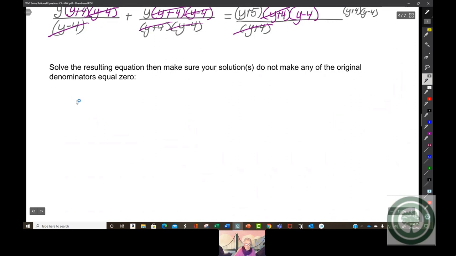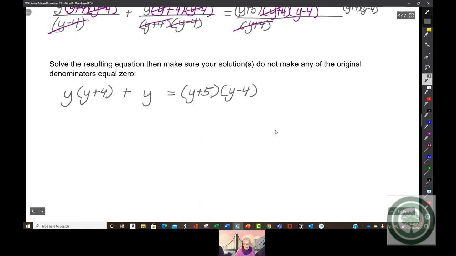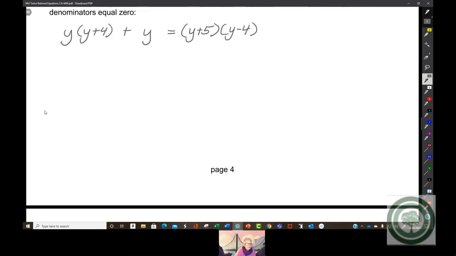All right, so now I write the leftovers. Need to do that before I scroll up. Y times y plus 4 plus y equals y plus 5 times y minus 4. Now, I distribute over here, and then just copy down this plus y.